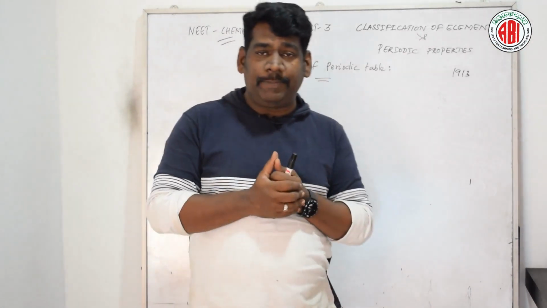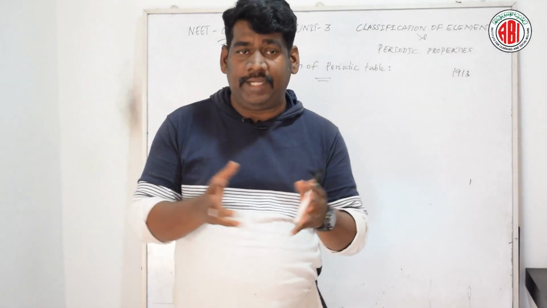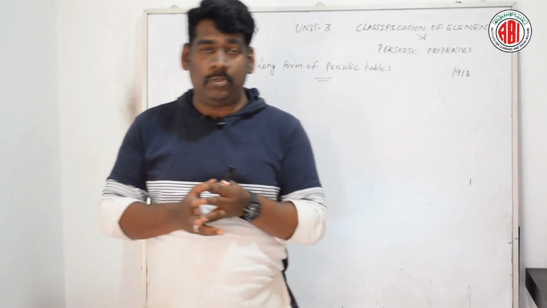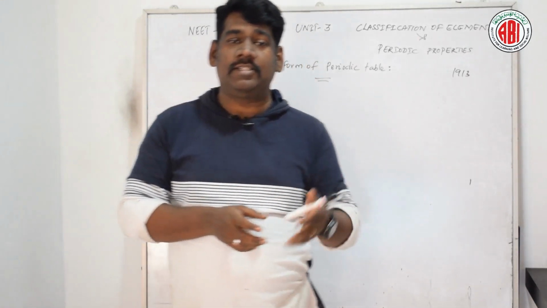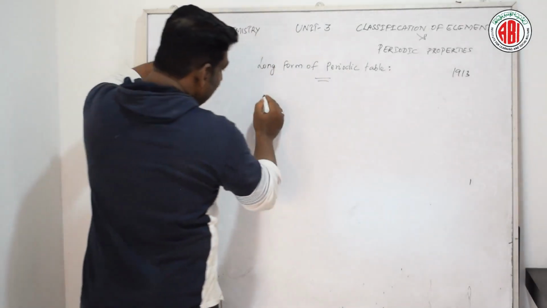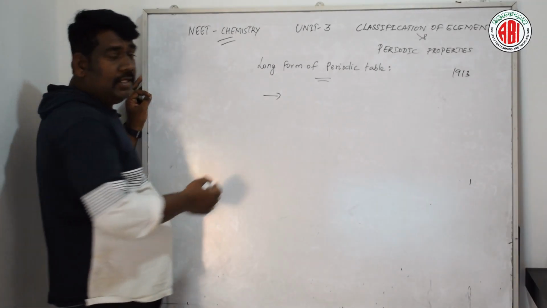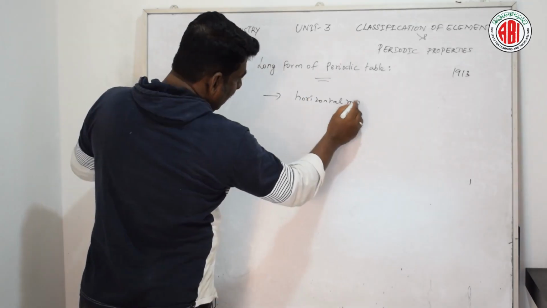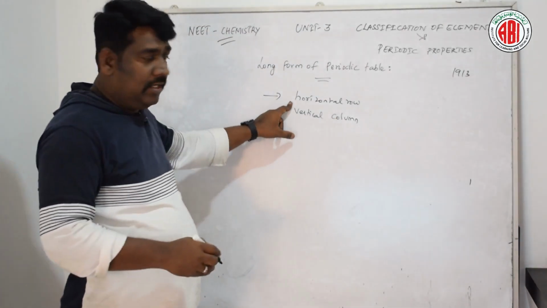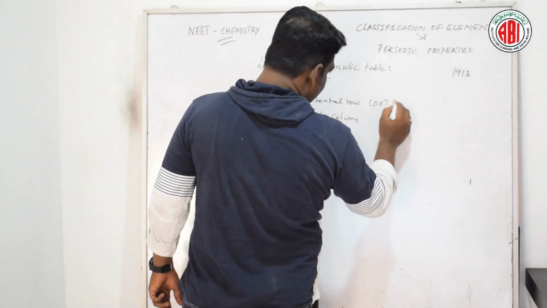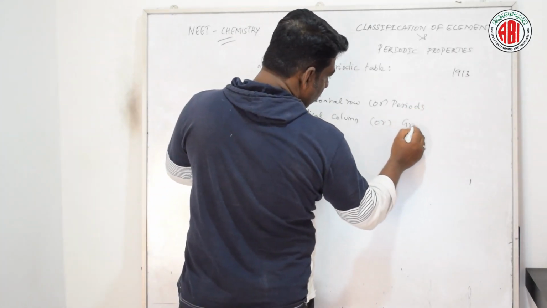The long form of the periodic table consists of two major components: the horizontal rows, which are also called periods, and the vertical columns, which are also called groups. So that is the first and most important characteristic feature of the long form of the periodic table: horizontal rows and vertical columns. These horizontal rows are called periods, and these vertical columns are called groups.